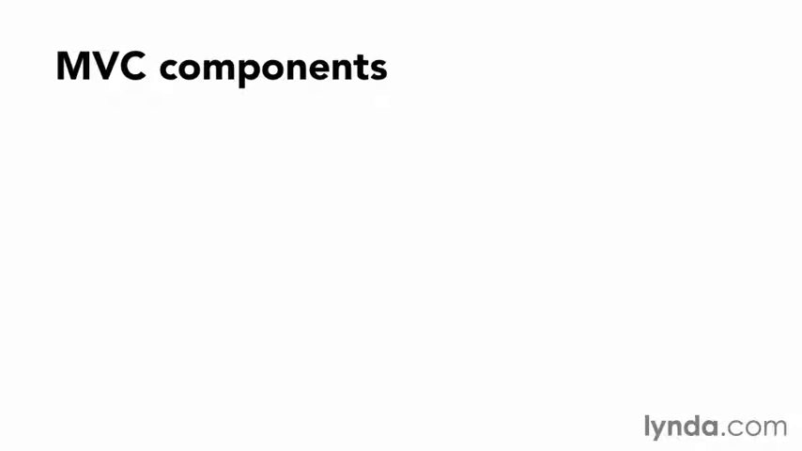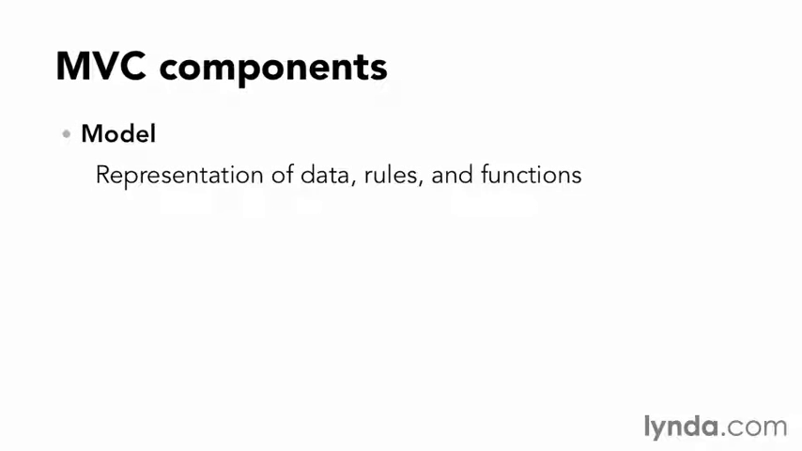There are three components to MVC. The first, Model, is the representation of data structures, business rules, and functions. This is where really basic create, read, update, and destroy, or CRUD, functionality is defined.